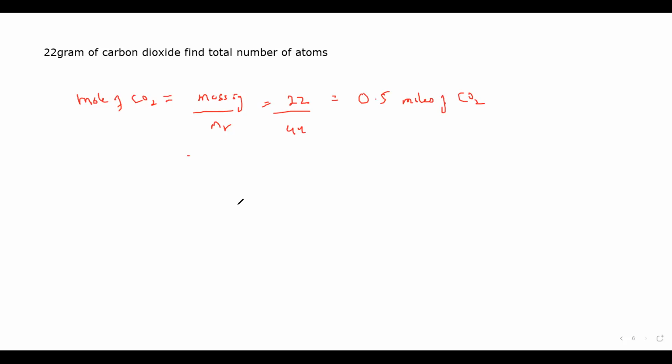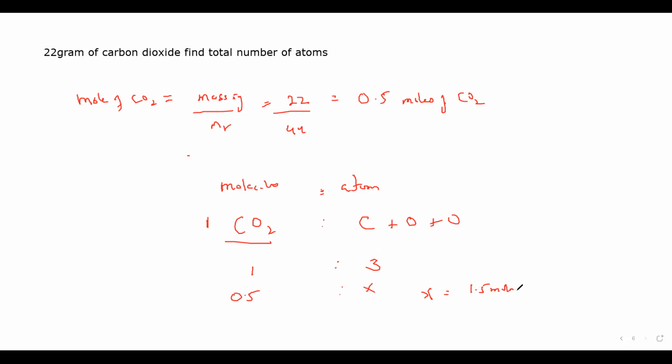But how many atoms are there? That's the question. So what is the molecule to atom ratio? When we have one molecule of carbon dioxide, how many atoms are there? It contains carbon, oxygen and oxygen. So one molecule contains three atoms. If we have 0.5 moles of carbon dioxide, how many moles of atoms will be there? X. So it will be 1.5 moles of atoms. And to get the total number of atoms, we multiply by Avogadro's number, 6 × 10^23.